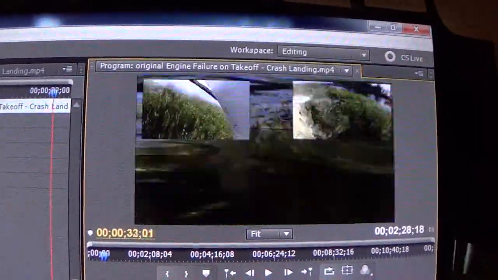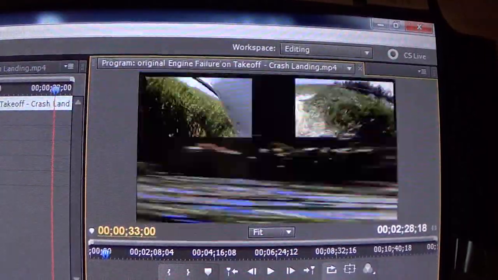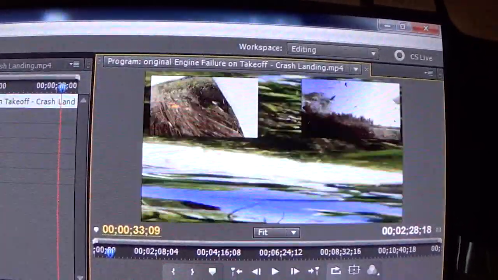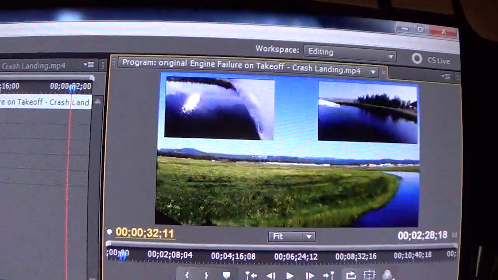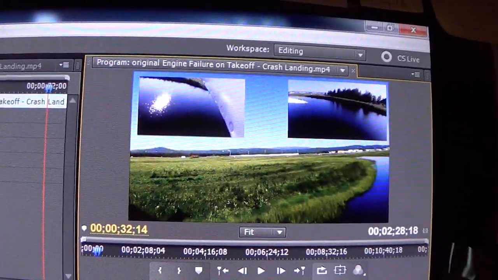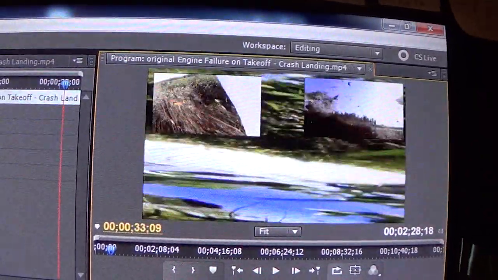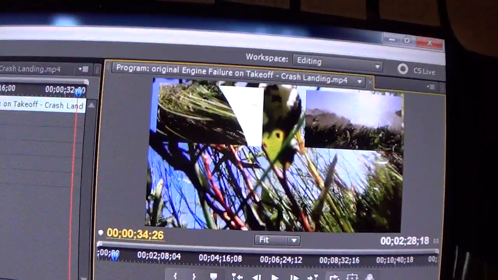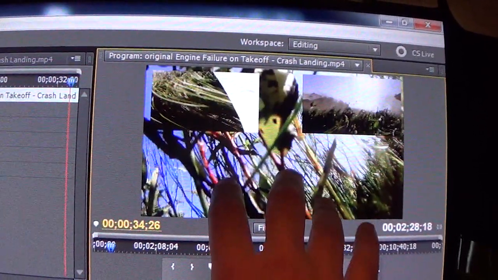Impact. Look at that. Impact. Do I need to play it again? Impact. Now, this first camera right here breaks free from the aircraft right after impact, and it rolls and it stops right there. This camera has now separated from the aircraft.